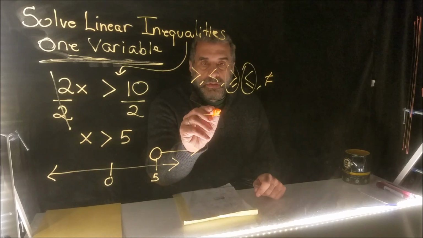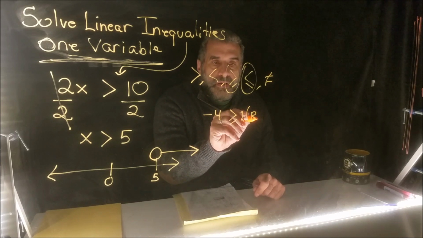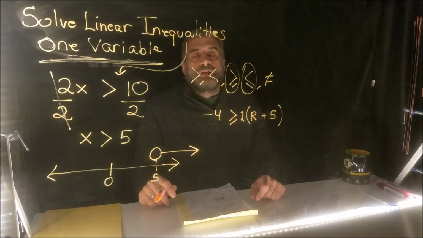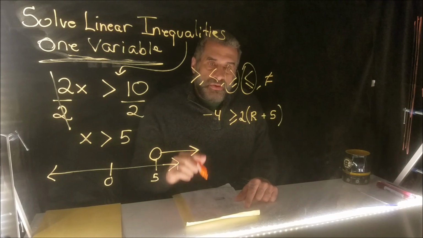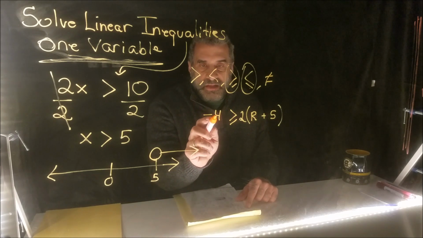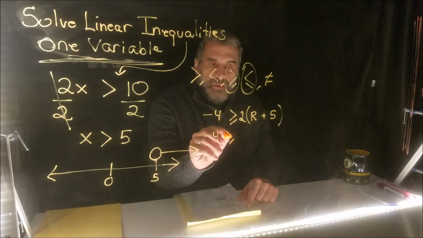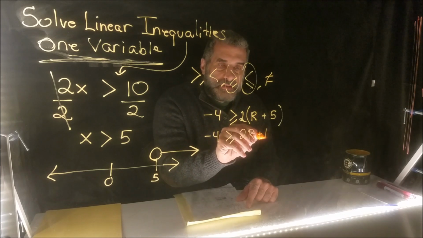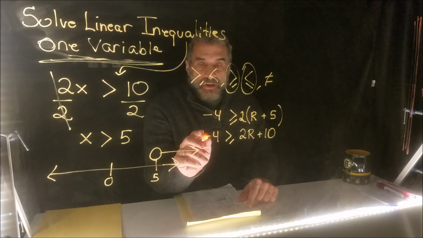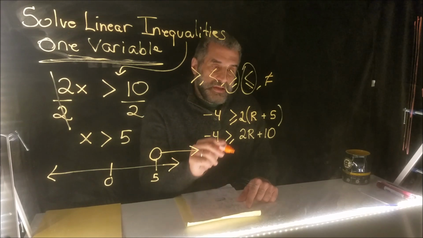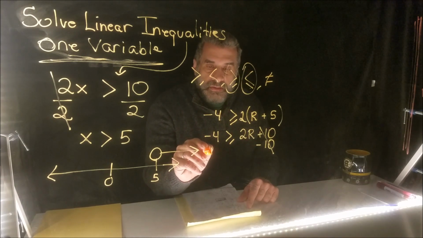Simple as that. Negative 4 is greater or equal to, and we'll put a 2 there, 2 times r plus 5. Let's fix that 2. There we go. So we have to distribute first, and notice the sign: this is an inequality sign that says negative 4 is greater or equal to. So let's just distribute. We're going to have 2r plus 10. We don't want to get rid of the negative 4 because then we'll have a 0. We don't want that. So let's get rid of the 10 by doing the opposite sign. Whatever you do to one side, you do to the other.